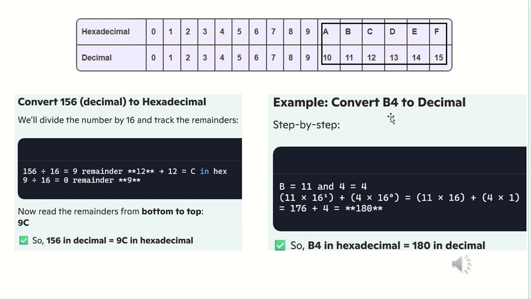B and 4, two different hexadecimal values. For B, the hexadecimal value is 11, and for 4, the hexadecimal value is 4. Now, 11 into 16 power 1, because this is 0th place, this is 1st place. So, 11 into 16 power 1 plus 4 into 16 power 0. After multiplying and adding, we note down the final value. So, for B4, the decimal value is 180.